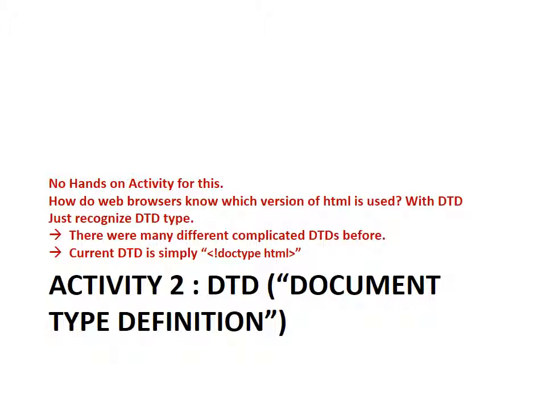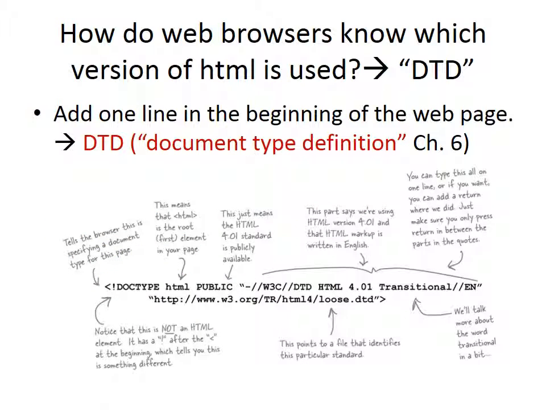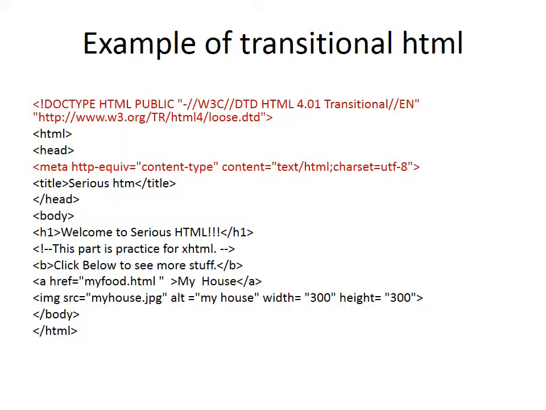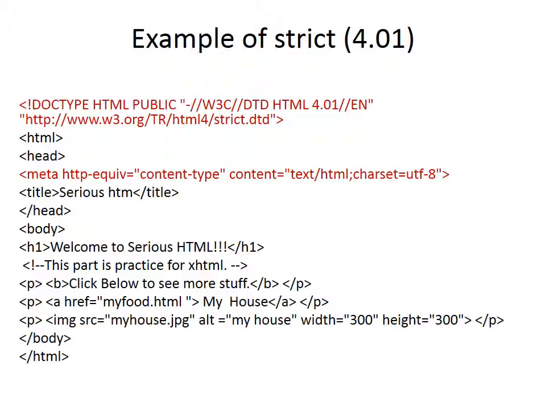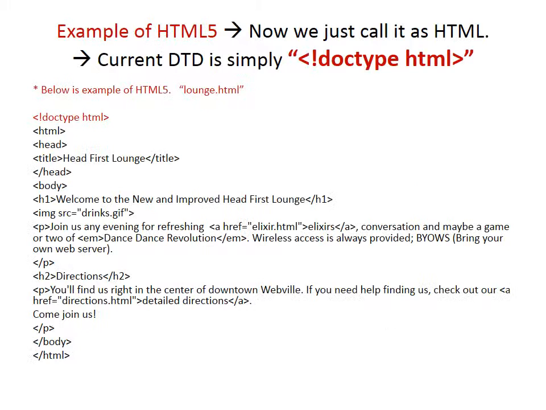DTD stands for Document Type Definition. Web browsers used the DTD to know which version of HTML was used. This is an example of a transitional HTML DTD and meta tag. This is an example of a strict DTD. It was very similar to XHTML. This is an example of an HTML5 DTD. It is really simple. Just doctype html.